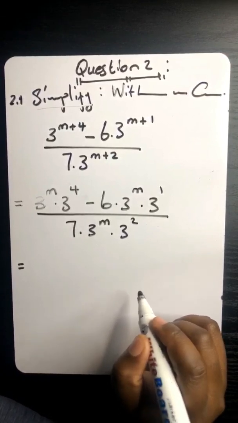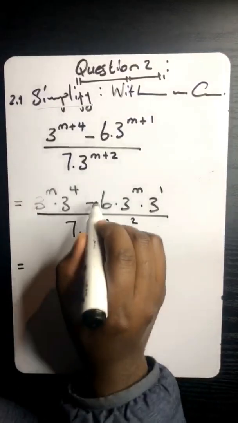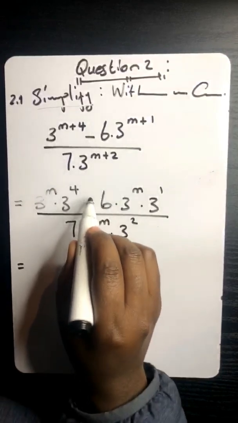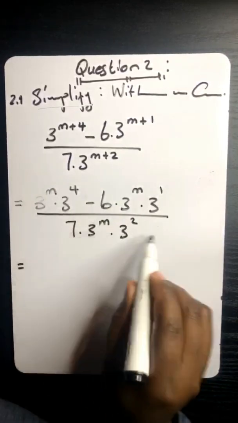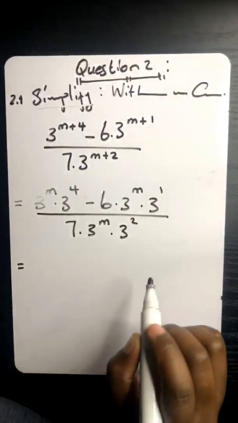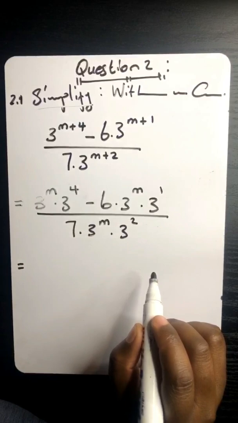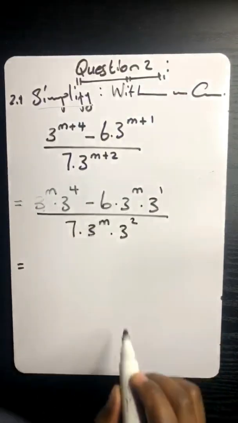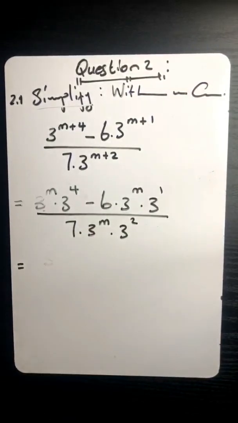So what I was saying is, always, when you have a plus or a minus sign in the position of the numerator or denominator, always think of trying to take out something as a common factor. It makes things easy. For example, can you see there and there, you have a common factor of 3 to the exponent m.